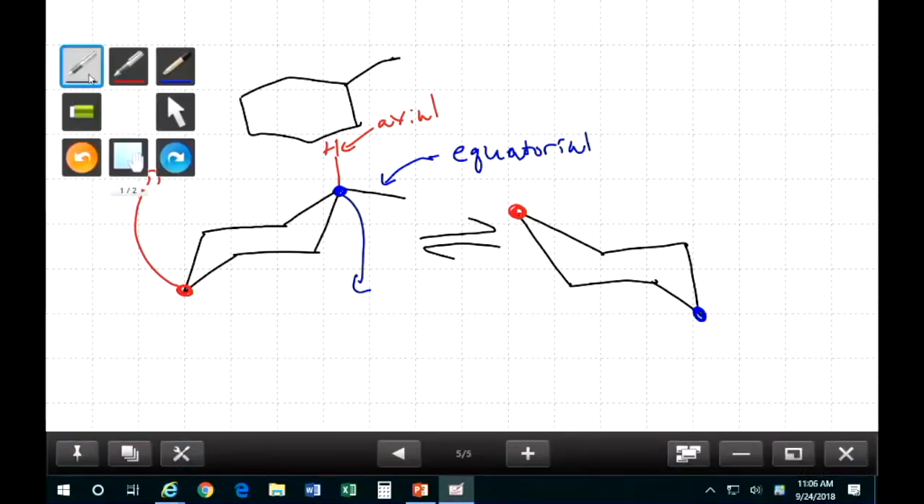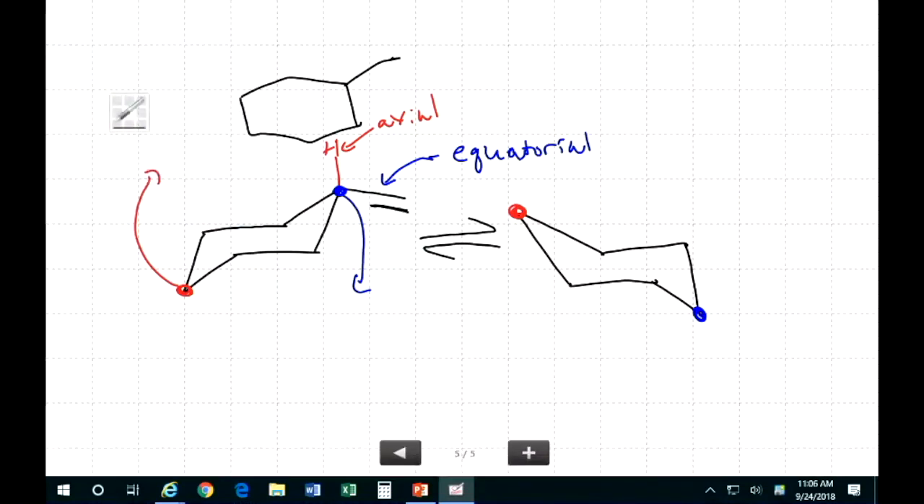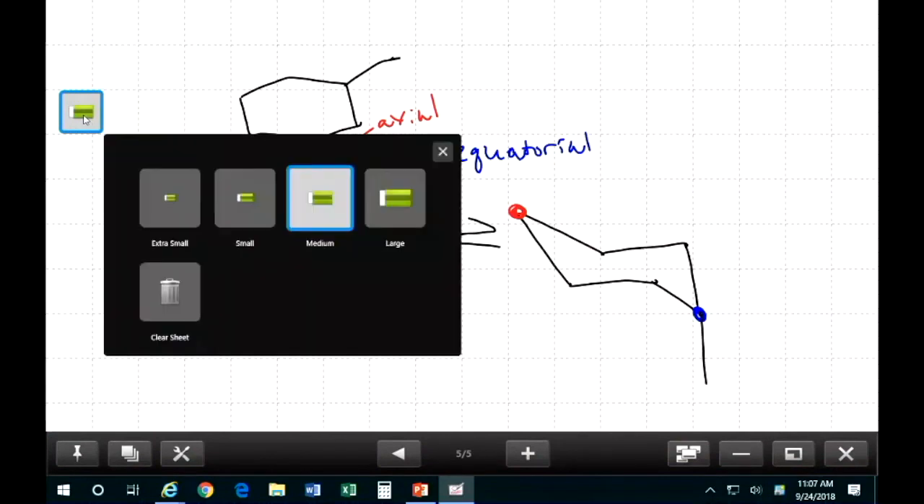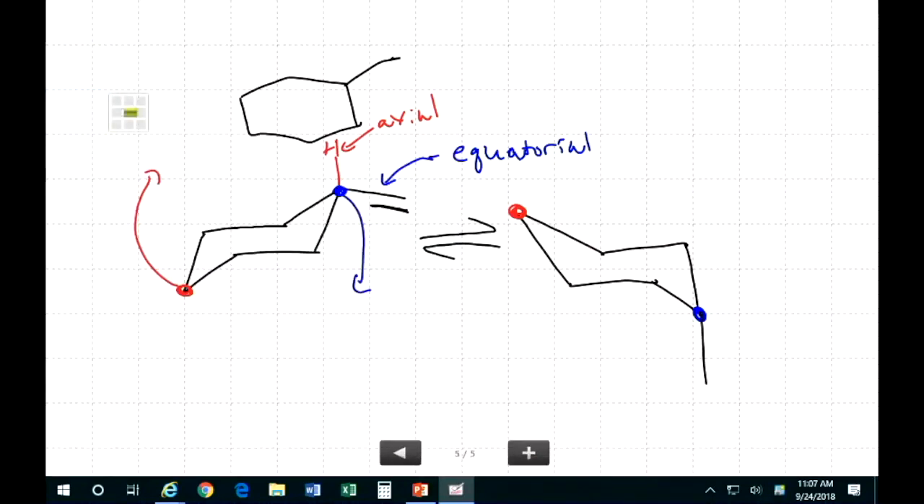And now our methyl group was equatorial. Remember, when we do a ring flip, everything that was axial becomes equatorial, and everything that was equatorial becomes axial. So now this methyl group points down. Let's make this smaller. Boom, you get to see how the sausage is made.